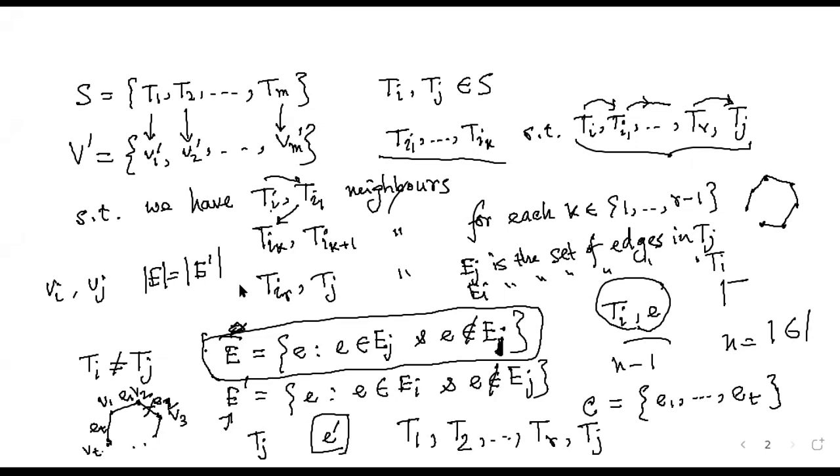Ma'am, the edge should be uncommon. You are taking the choice of edge E, and the edge should be in T, not in T dash, and also the edge that you're removing from Ti should not be in TJ as well.